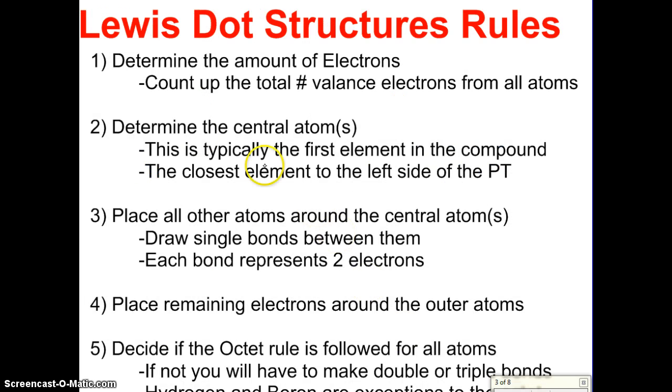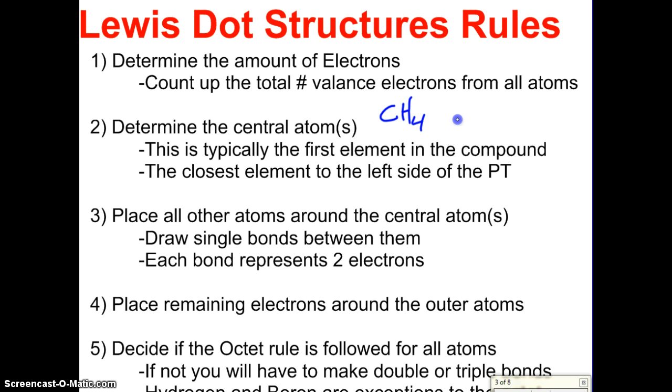Okay, some rules we need to keep in mind. First and foremost, our job here is to tally up the total number of valence electrons within the molecule. Once we have the total number of valence electrons, we'll determine the central atom. Your central atom is typically the first element in the compound, which is typically the closest to the left side. So if we were to look at CH4, carbon is our central atom. Now, hydrogen can't be our central atom because it can only make 1 bond here. But carbon would be our central atom in this case.